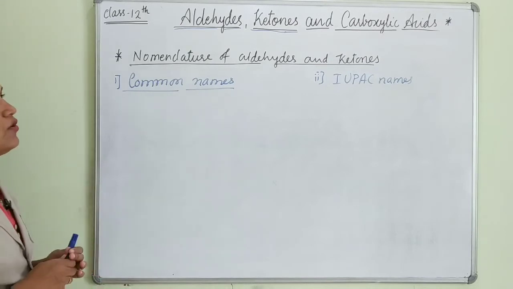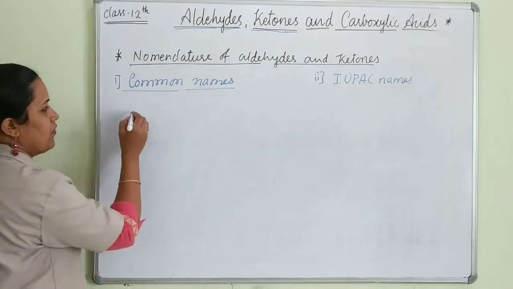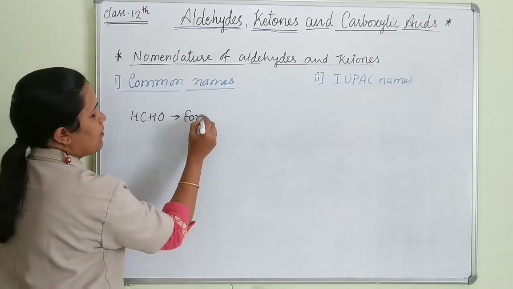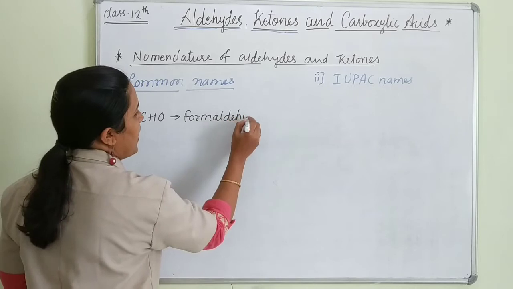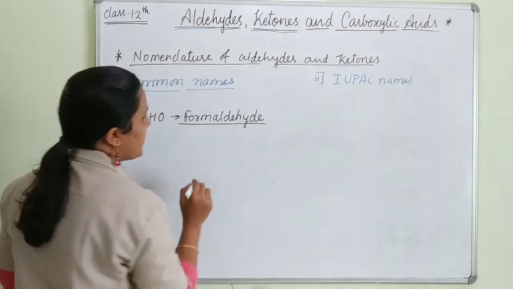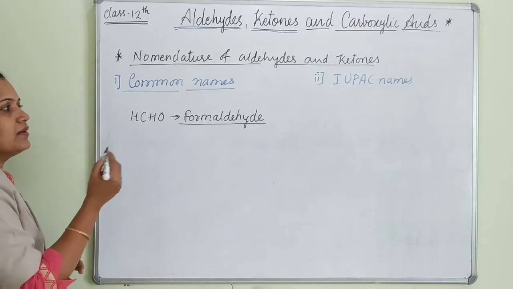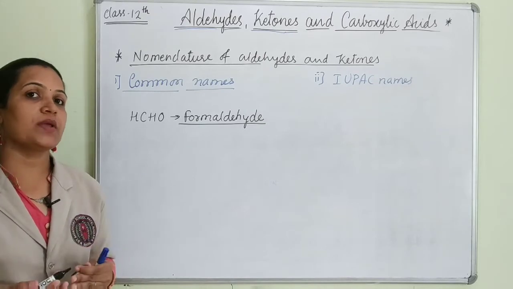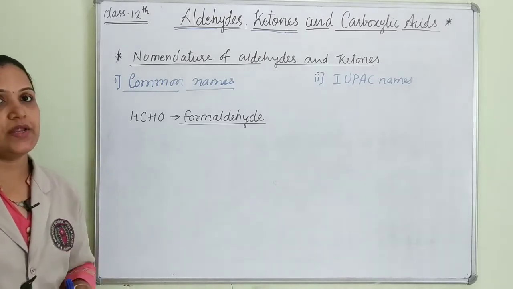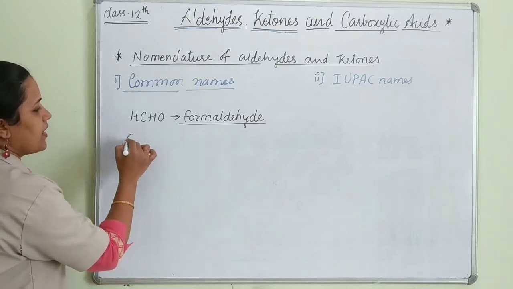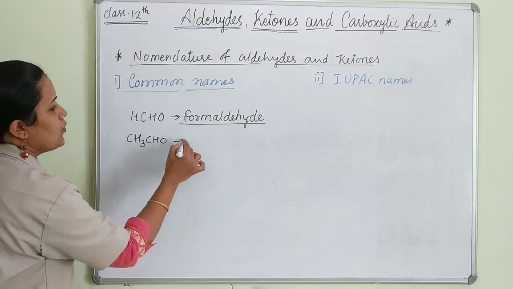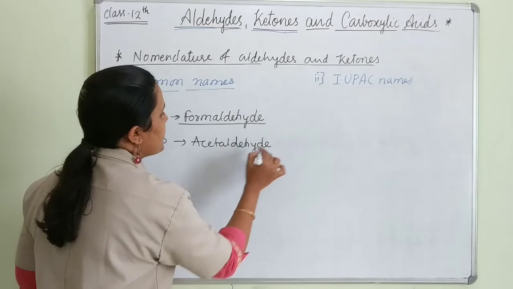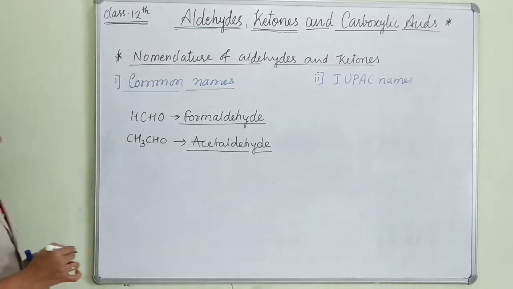While writing common names of aldehydes and ketones, let's start with the first member of the aldehydes, that is HCHO. The common name of this compound is formaldehyde, and we have studied in class 10th that this word has come from formic acid, which is present in formica, and from that this word has been derived. Now if I take another example, CH3CHO, this is known as acetaldehyde. So this is the common name of the aldehyde.